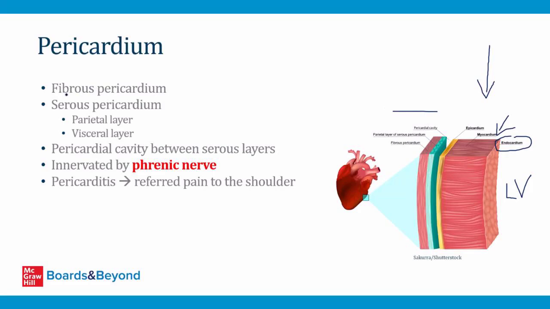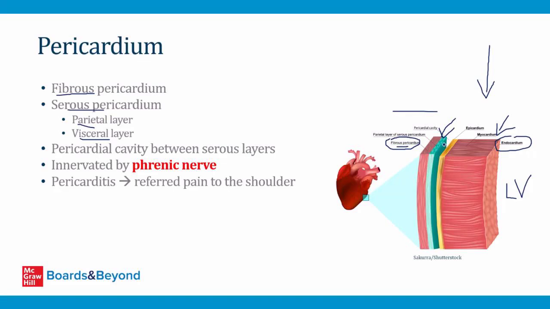So one of the layers of the pericardium is called the fibrous pericardium. This is the outermost layer. It's shown here as this red layer right here. And then inside of that, you have two layers, which are collectively called the serous pericardium. But actually, the serous pericardium has two parts to it, a parietal layer and a visceral layer. The parietal layer is what's shown in green right here. This part of the serous pericardium is stuck to the fibrous pericardium.